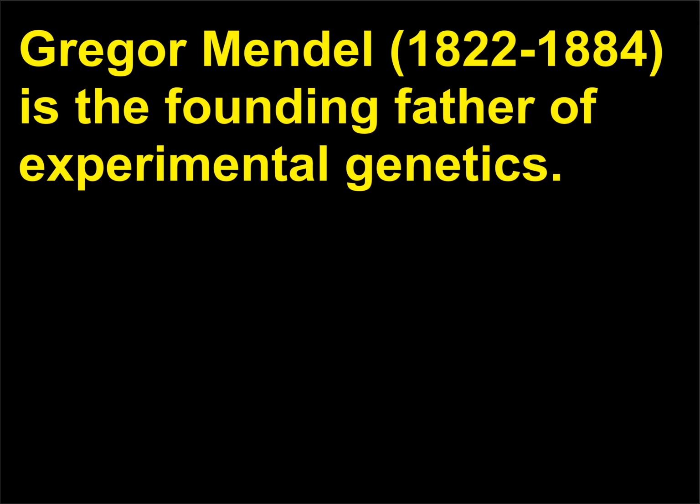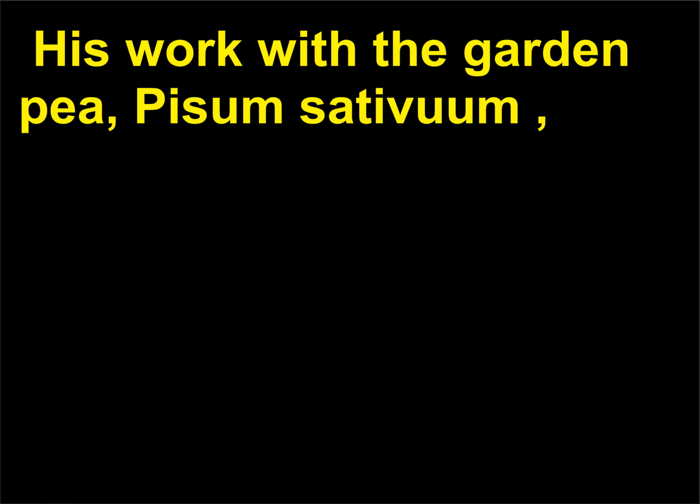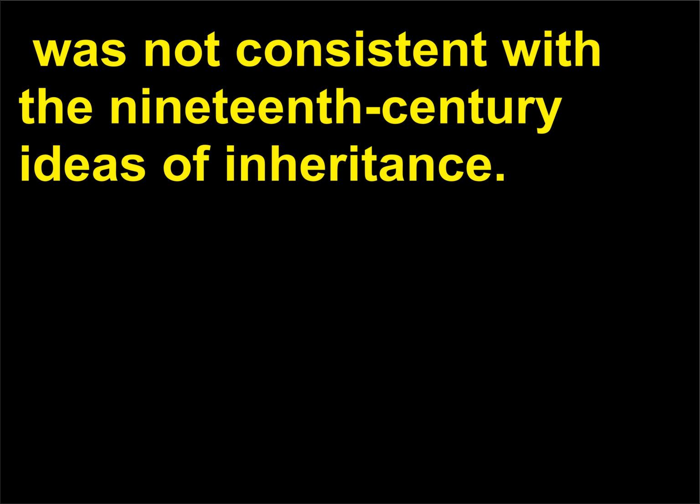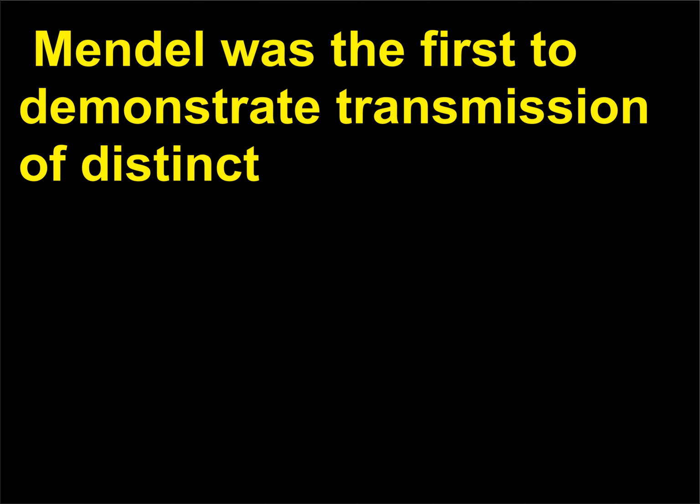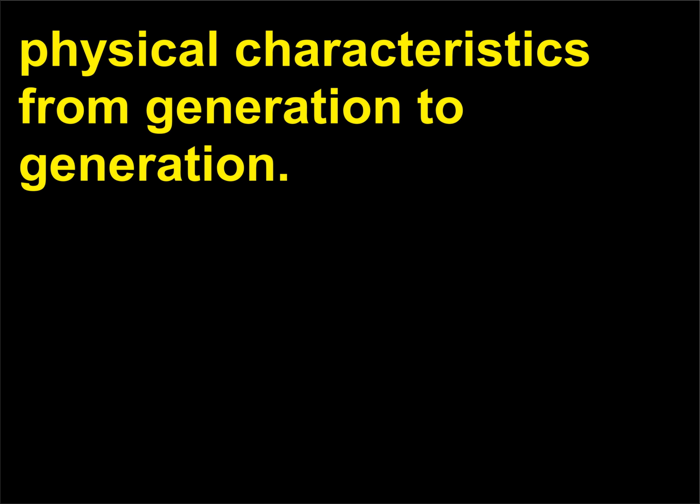Who was Mendel? Gregor Mendel, 1822 to 1884, is the founding father of experimental genetics. His work with the garden pea, Pisum sativum, was not consistent with the 19th century ideas of inheritance. Mendel was the first to demonstrate transmission of distinct physical characteristics from generation to generation.